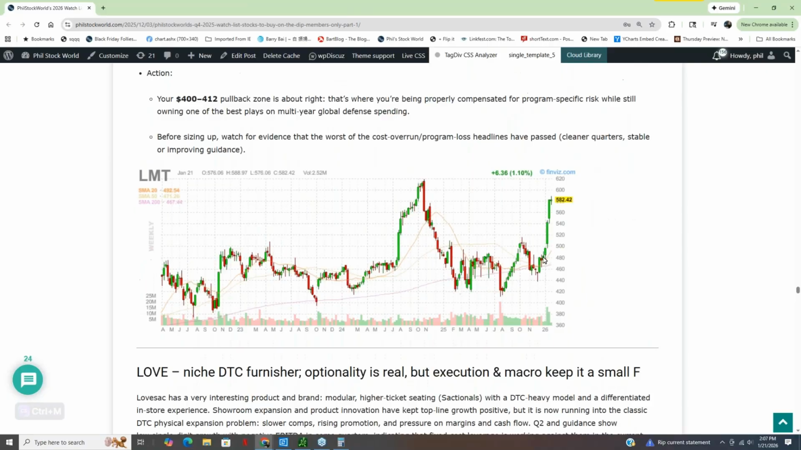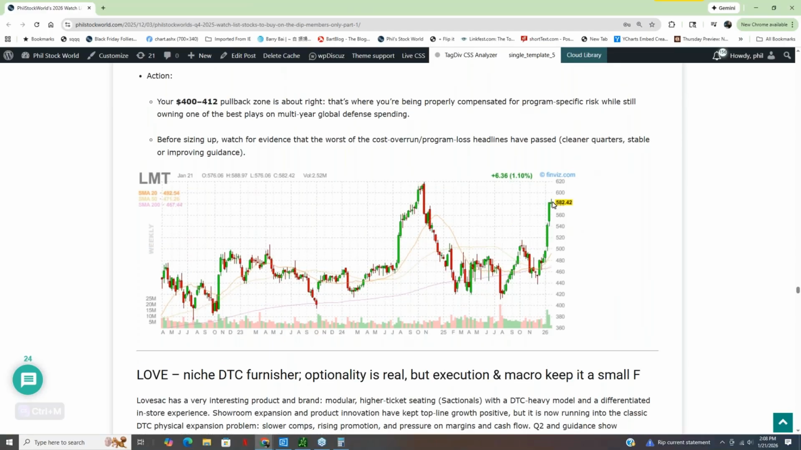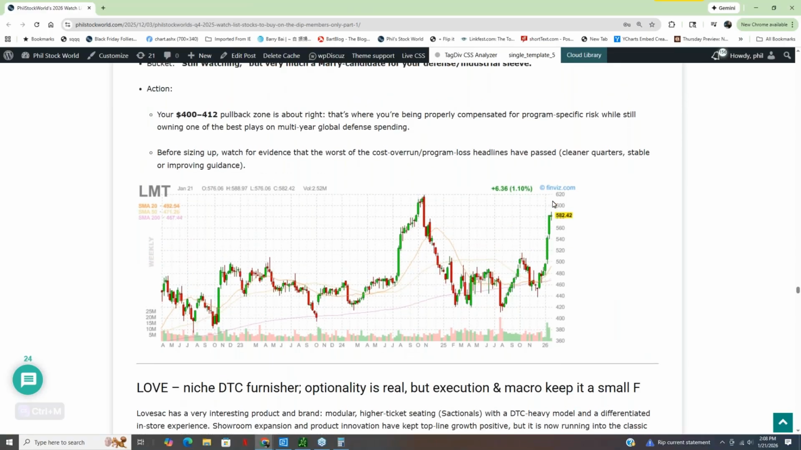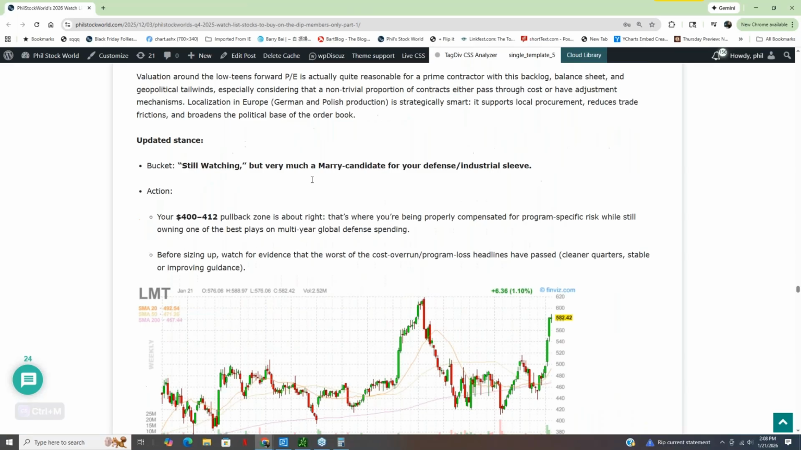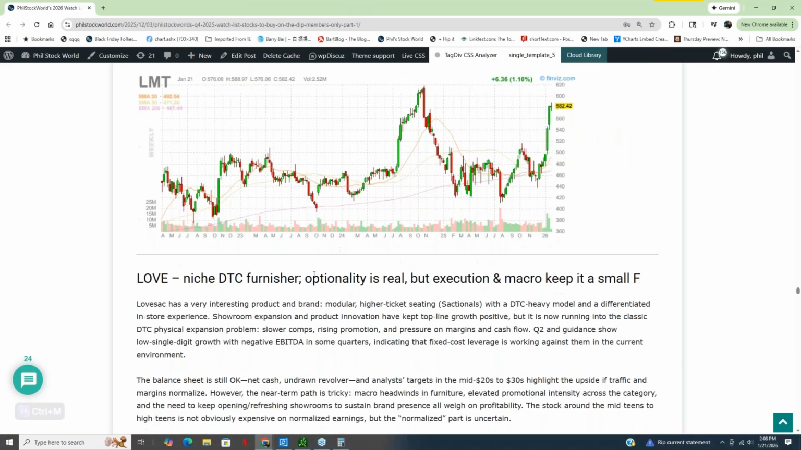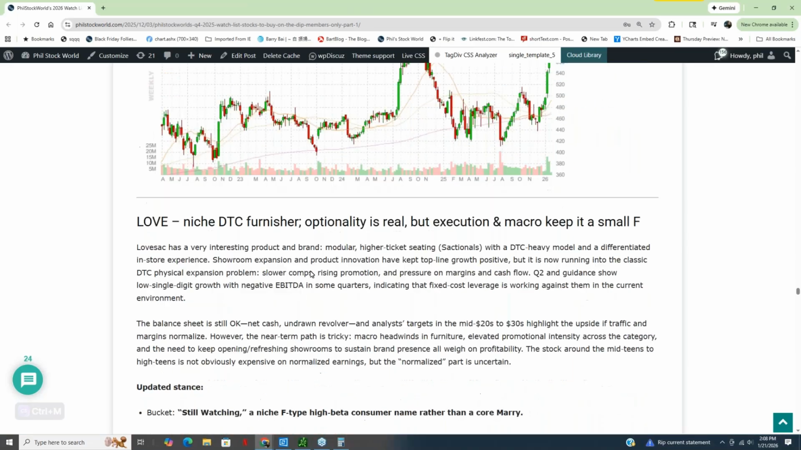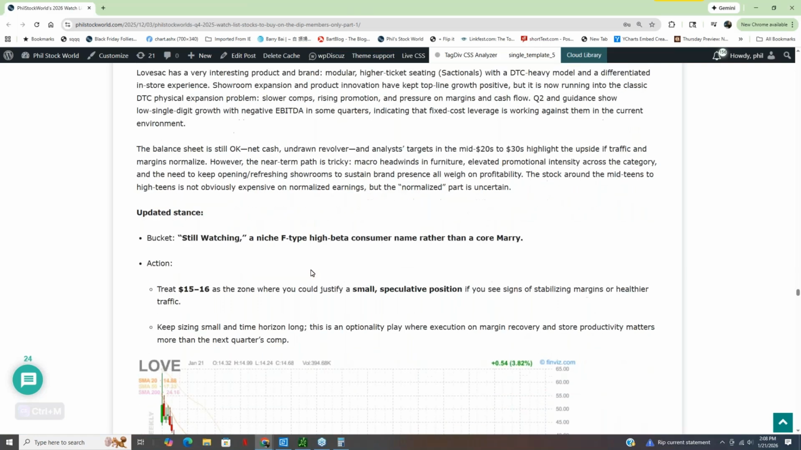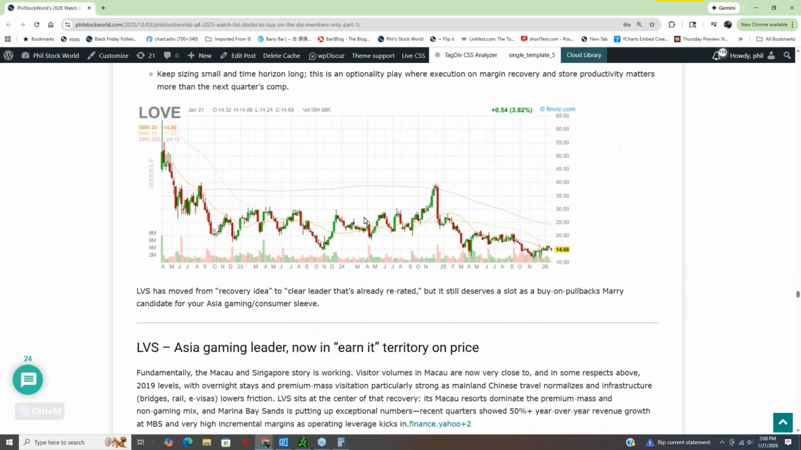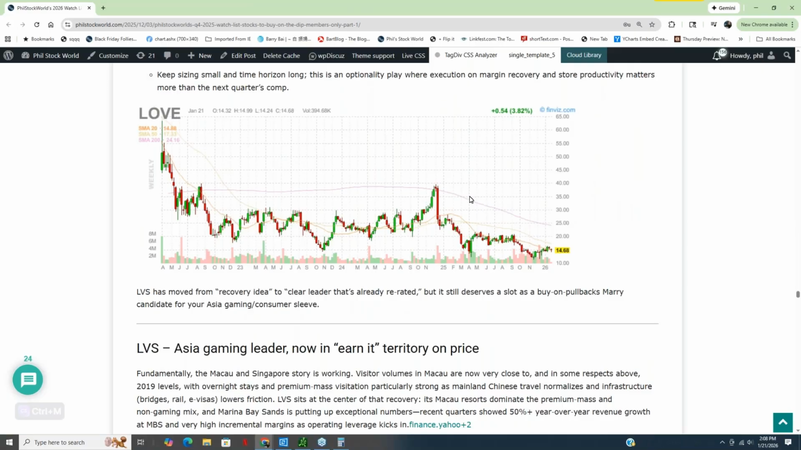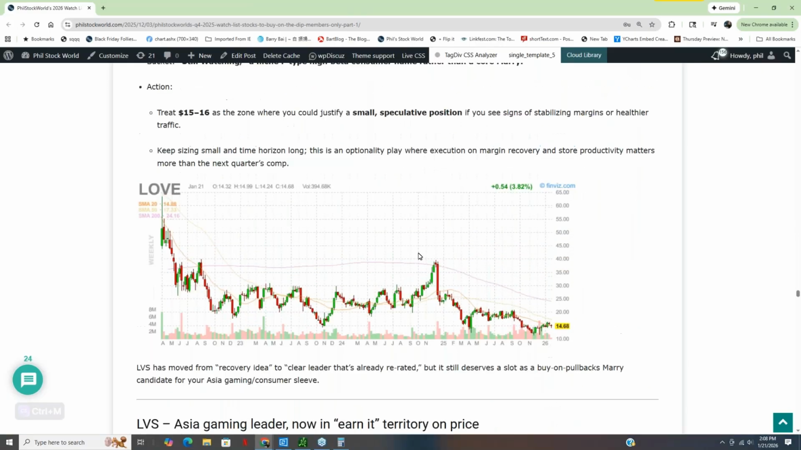Lockheed Martin, wow, talk about taking off. $120 since we picked them. Oh, that's awful, huh? I say that's awful, but we have Lockheed Martin. It's a stock we have in the long-term portfolio. You know, it's not like we let them all go. Lovesac, I like them, but furniture, tariffs, imports, blah blah blah.